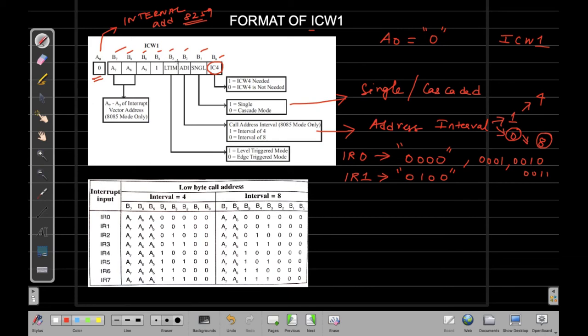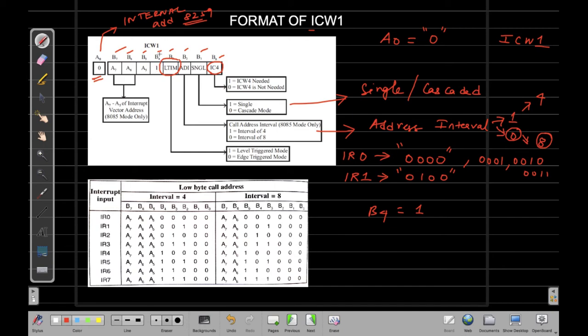Then the third bit is called LTIM. It is the level triggered or edge triggered mode. What is the mode of operation of the interrupt? Whether the interrupt is going to be requested by level trigger or edge trigger, that can be set by setting this bit to the appropriate level. If it is level triggered mode, then select 1. If it is edge triggered mode, select 0. Then bit B4 is always equivalent to 0.